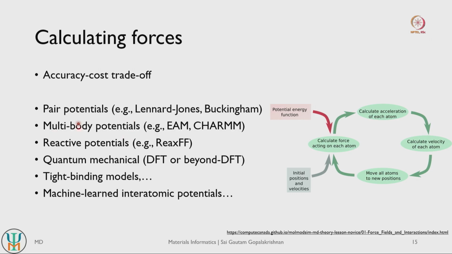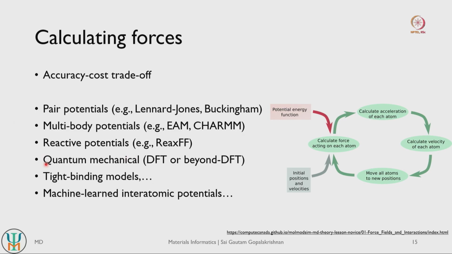There are also multi-body potentials. So in pair potentials you consider only two body interactions. So an atom interacting with one of its neighbors one at a time. In multi-body potentials, an atom can interact with multiple neighbors simultaneously. So that is why they are called multi-body potentials, and some of the examples are CHARMM, EAM and so on. There are also reactive potentials which are very good at modeling chemical reactions, so forming, breaking of bonds and so on. Very famous force field in this direction is ReaxFF.